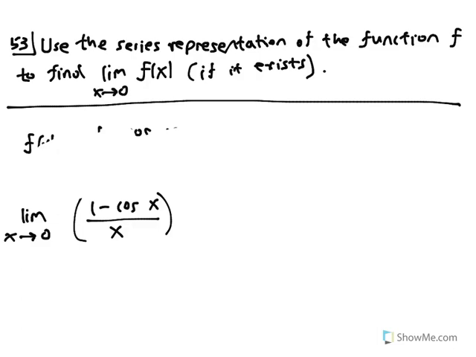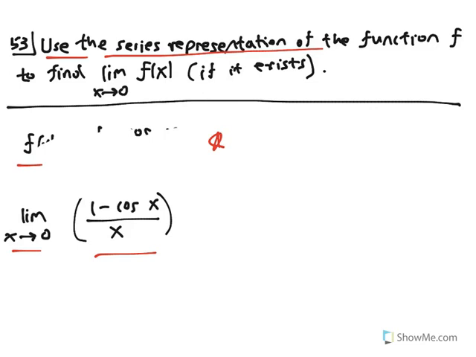So we have 53 here. Use the series representation of the function f. And here's the function f. We want to represent this function with a power series. And then we want to use the series representation of the function f to find the limit of f of x as x approaches 0. Before we do that, I would like to remind you of something that you learned in the early part of Calculus AB. And if you remember that, you will instantly know what this limit is.